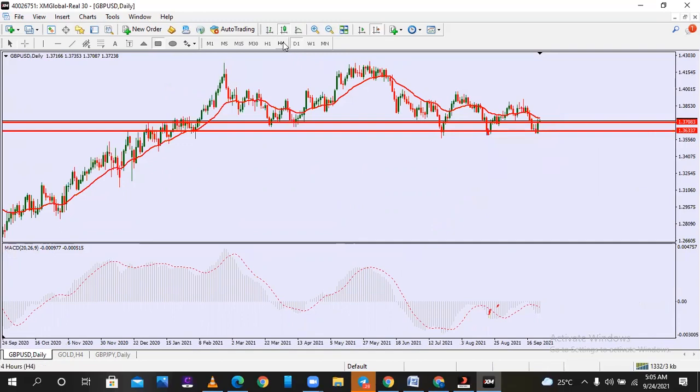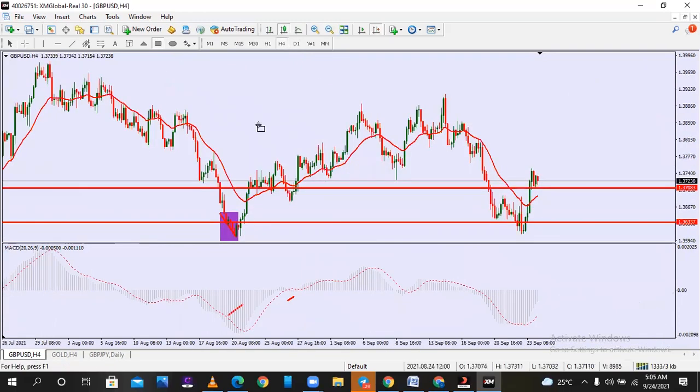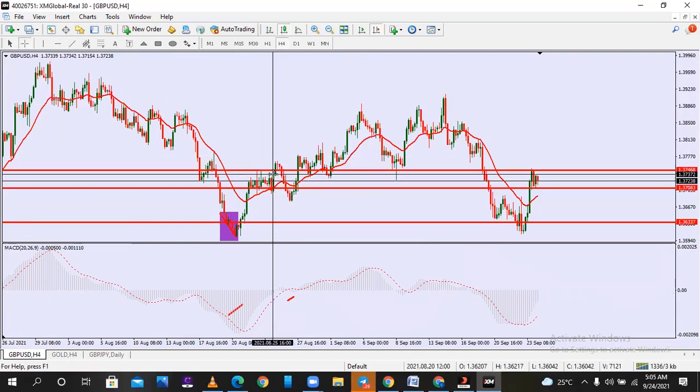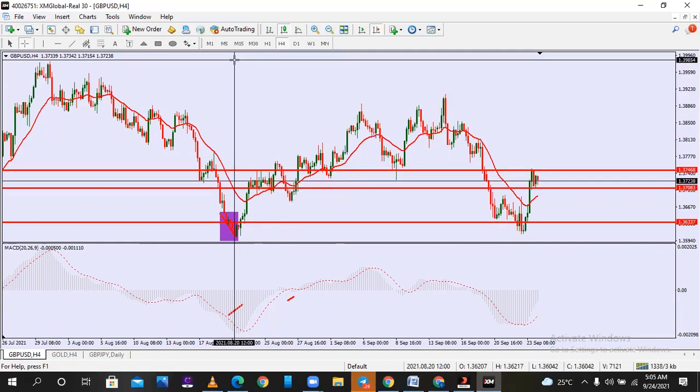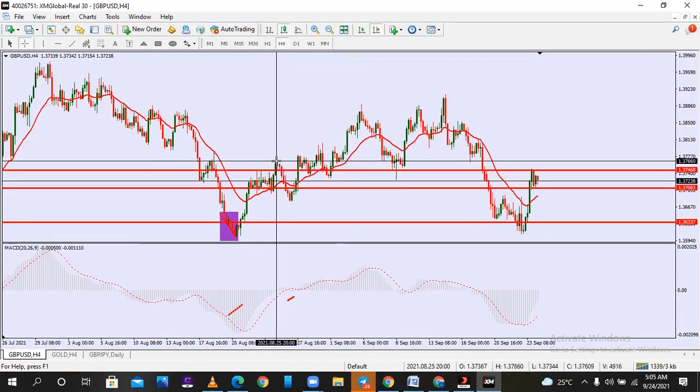So what do we do? We go to the 4 hours, wait for them to form their course correction. This is it. The 4 hours is intermediate. Now they form their course correction, and this is actually the top of their course correction. Now we have the breakout. Now having the breakout, what happened? We saw price coming down.